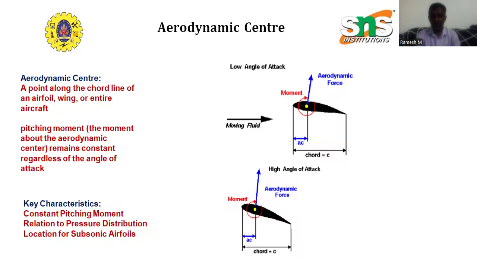So in the given diagram, look at the diagram. The moment as well as the aerodynamic force, the point is given. That point is called aerodynamic center. At low angle of attack, it will be at a quarter chord point, but at a high angle of attack, it is moving aft. But the moment about the aerodynamic center is constant with the angle. The aerodynamic center does not move with the angle.